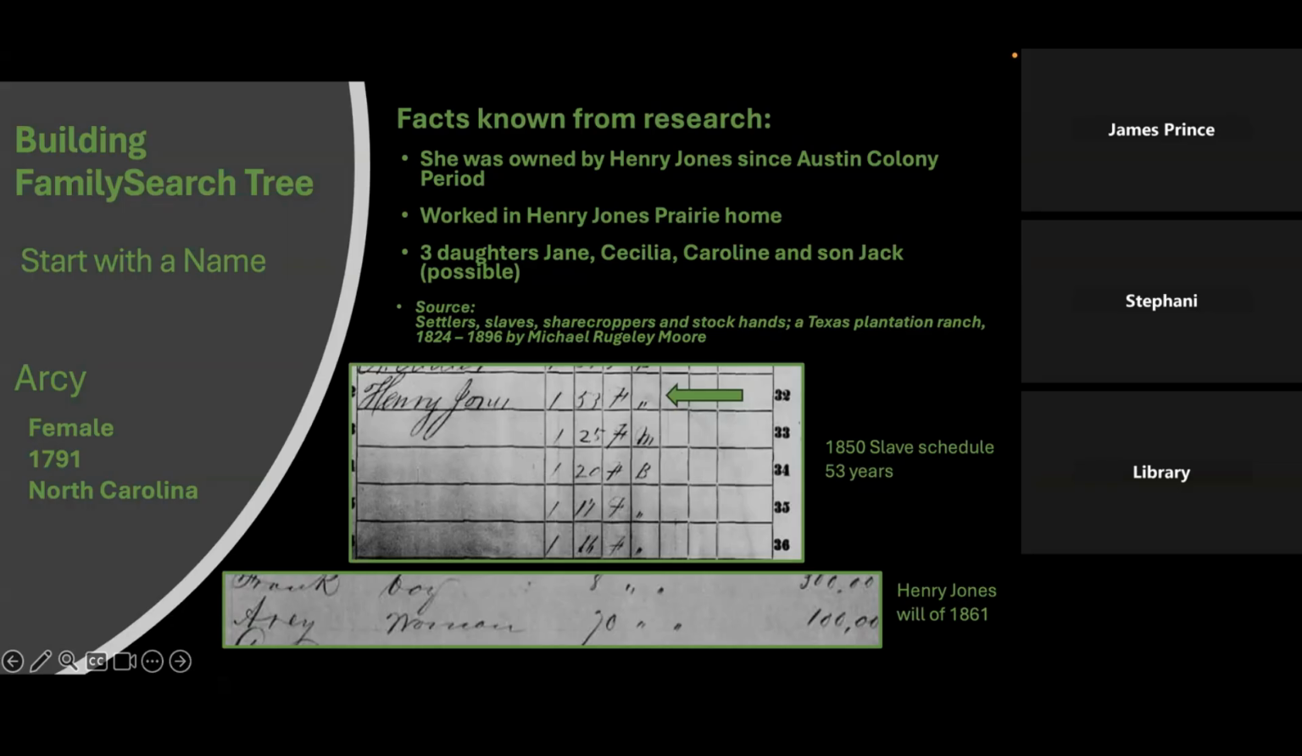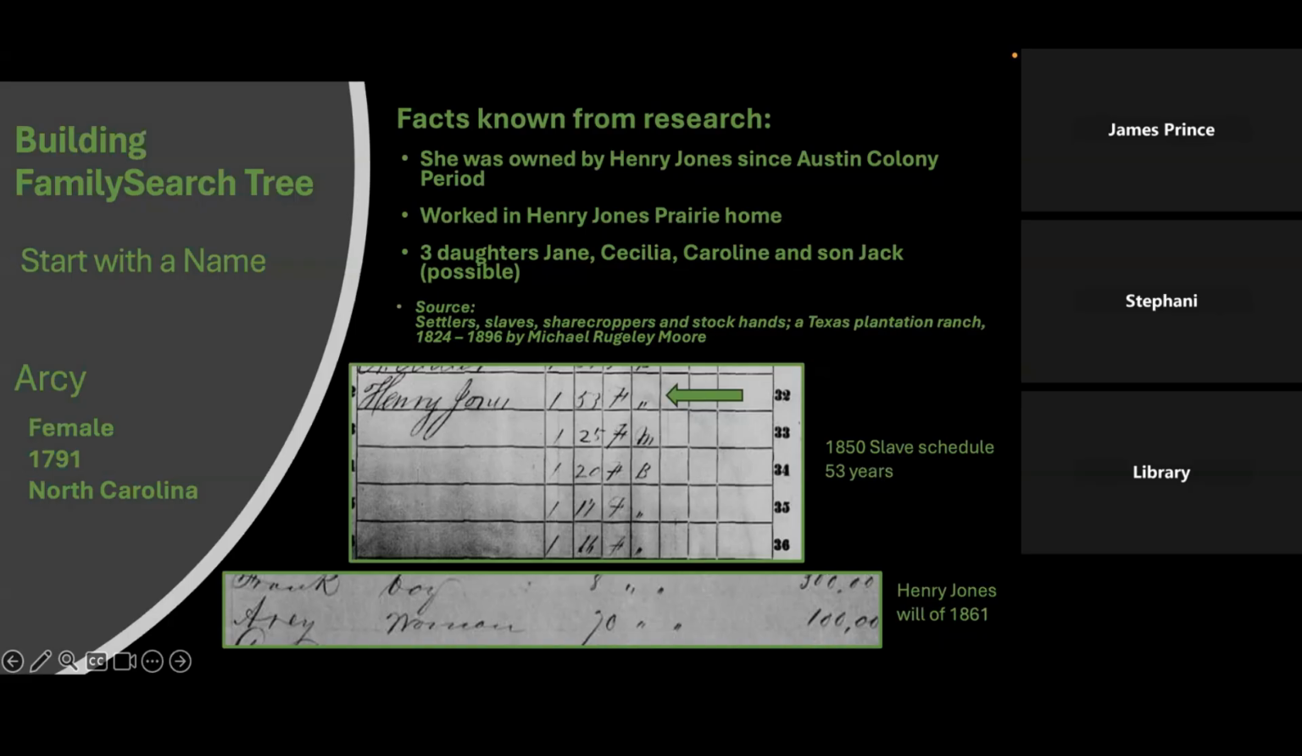So this is R.C. She was a female from North Carolina, born in 1791. She came with Henry Jones when he developed the Austin colony period. And she worked in Henry Jones's Prairie House. He also had a plantation house as well. She had 3 daughters, Jane, Cecilia, and Caroline, and possibly a son, Jack, but I have not confirmed that 100%, so I haven't included him on the tree.